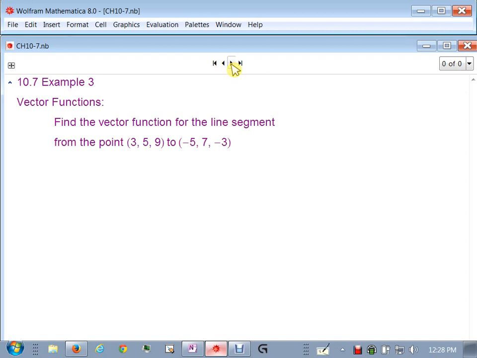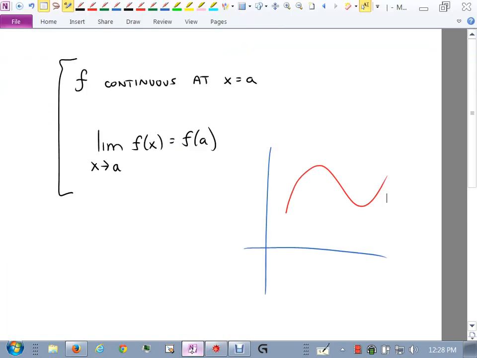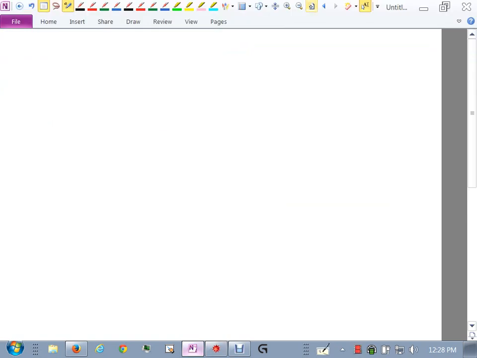Find the vector function of the line segment from this to this. Now, for the line segment, do you remember the only difference between just getting the general equation of the line and just the line segment? There was one thing I said you had to do. Yeah, constrain that domain, right? Between where and where?